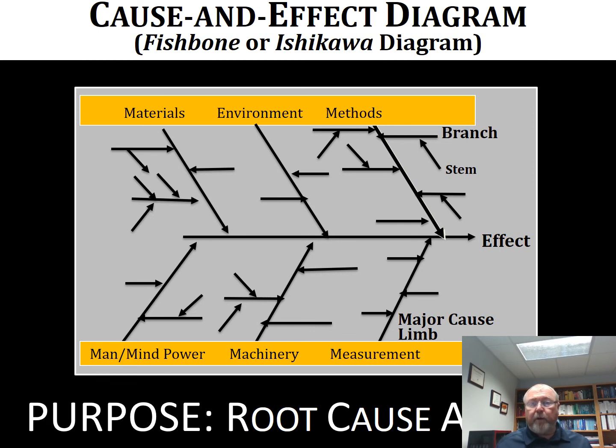Material is probably clear enough. Methods, how you're doing things. Measurement is an addition to the original 4Ms. So when you see measurement on there, here's the idea. We need to be able to measure things. Otherwise, how do we actually know whether we're improving or if we're actually suffering worse performance?